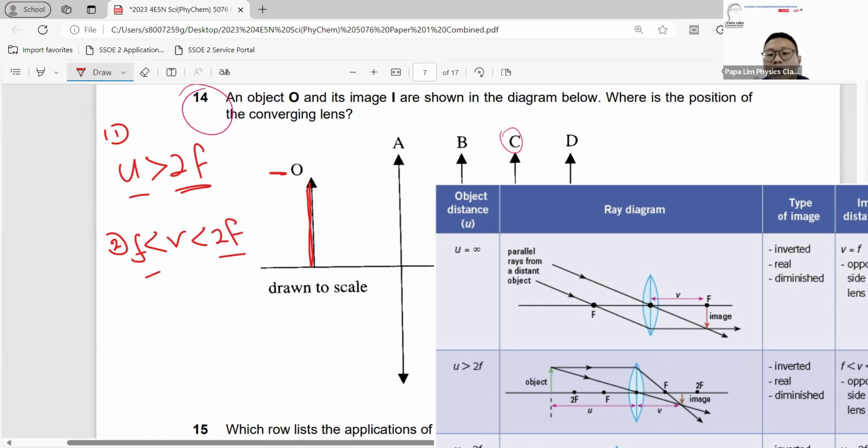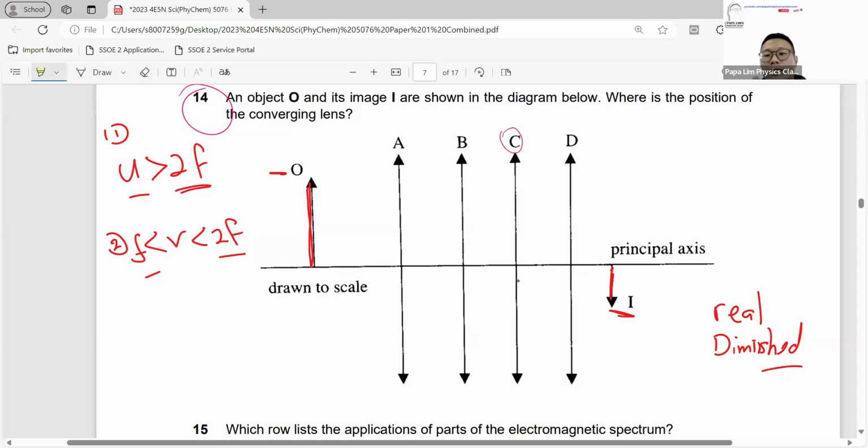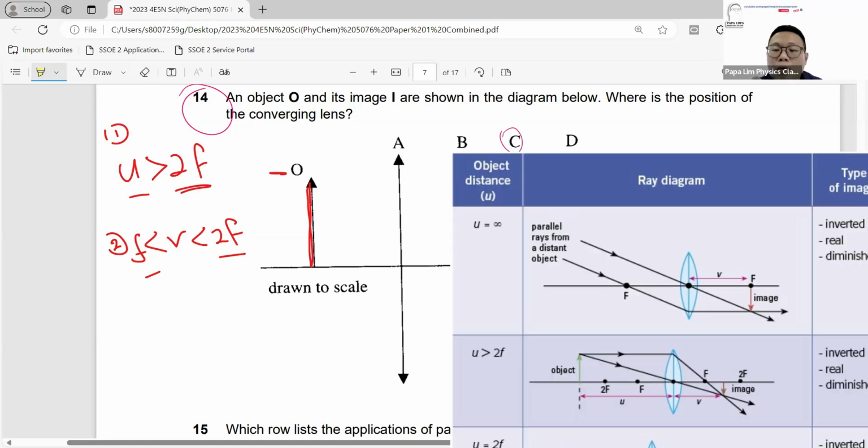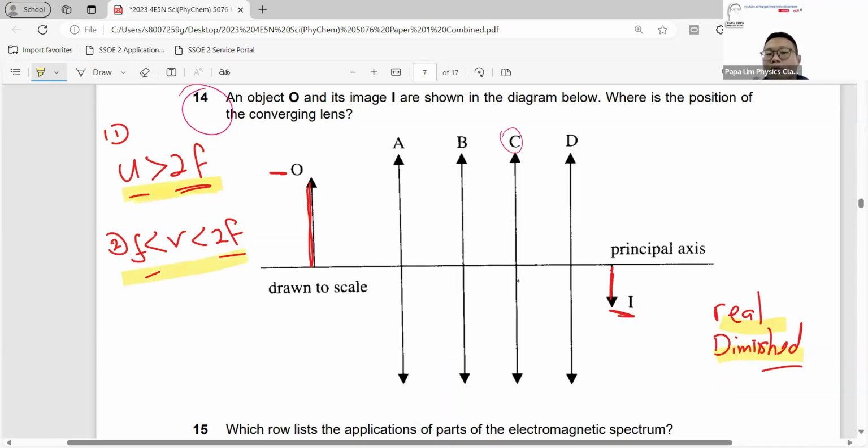How do I know it has these 2 conditions? Firstly, I know that it has to be diminished and it has to be real. If you look at your 6 diagrams, you'll find that the one that supports real, diminished has the condition that the object must be more than 2f and the image must be between f and 2f. So automatically you will know that B is out. In B, the object distance and the image distance are roughly the same. If object distance and image distance are the same, the image I should get should be the same size. But now this is diminished. So that's why I know B is out.